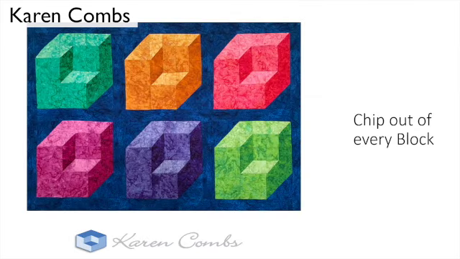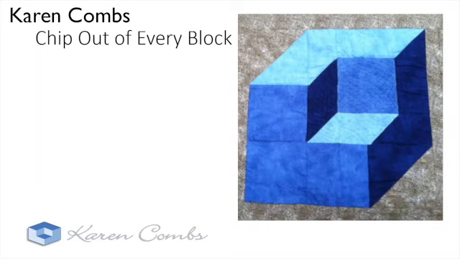My first class is Chip Out of Every Block, a wonderful quilt of illusion. Now let me ask you, does that chip go in or does it go out? Just wait. It's going to change on you. This block looks hard to make, but it's created with just simple shapes, squares and triangles, and we're going to let the fabric do all the work.